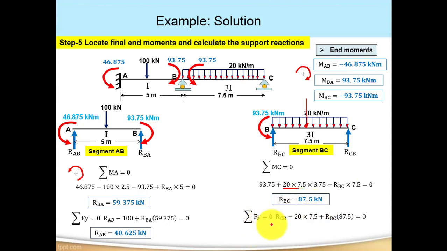Summation of force in y direction equals 0. RCB minus this distributed load, which must be converted to concentrated, therefore 20 times its length of 7.5, downward, plus RBC, 87.5, equals 0. Simply, RCB equals 62.5 kN. Okay. Simply, RB is the summation of RBA and RBC. Okay, this is the reaction at B.